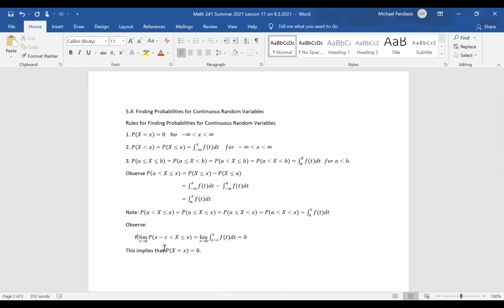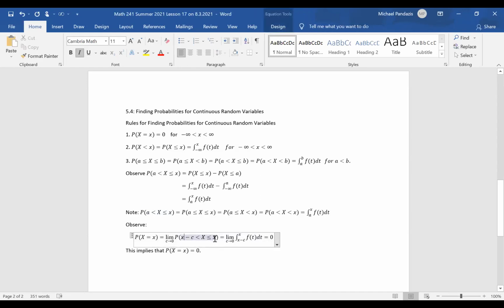Okay, so I'm going to write that. The probability that capital X is equal to little x is equal to that limit, because as c gets smaller and smaller, you're subtracting less and less. And so the only capital X that could be between this and this, including little x, is little x. So this is equal to the limit of these definite integrals. The limit of these definite integrals is 0, so this has to equal 0. Okay, so that's how we get rule 1, that the probability of any fixed value of capital X has to be 0. Example 5.2.